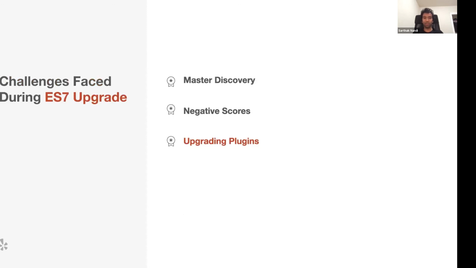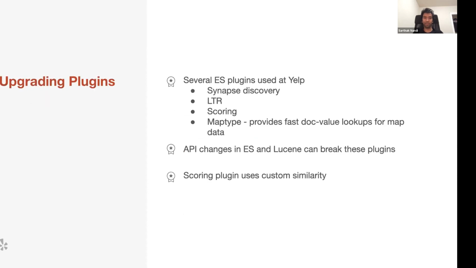Now let's talk about upgrading plugins. I've mentioned some of the Elasticsearch plugins that we use at Yelp. We use the Synapse Discovery plugin to let nodes discover other nodes in the cluster. We heavily use the Learning to Rank plugin for scoring with our machine learning models. We have a custom scoring plugin, and we also have a map type plugin, which provides fast doc value lookups for map data. Now, API changes in Elasticsearch and Lucene can break these plugins.